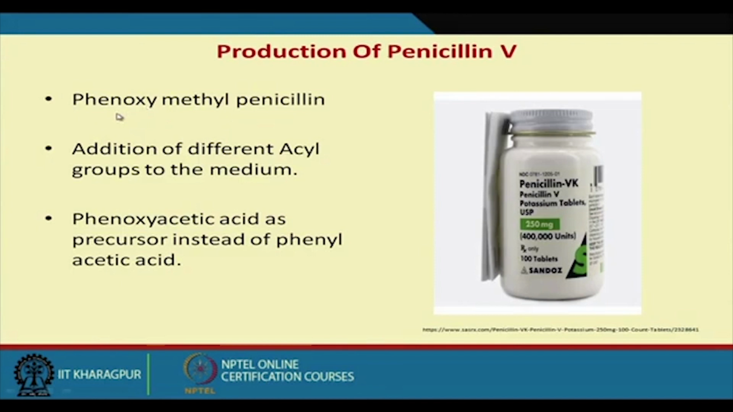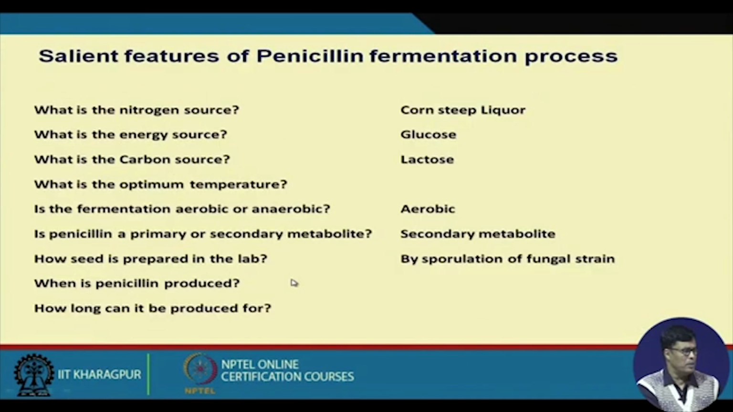Now, penicillin V is phenoxymethyl penicillin, produced by addition of a different acyl group to the media, and the phenoxyacetic group is the precursor that we use instead of phenylacetic acid. Now, there are some salient features of the penicillin fermentation process. The nitrogen source is corn steep liquor, the energy source is glucose, the carbon source is lactose, and the optimum temperature is 25 to 27 degrees centigrade.